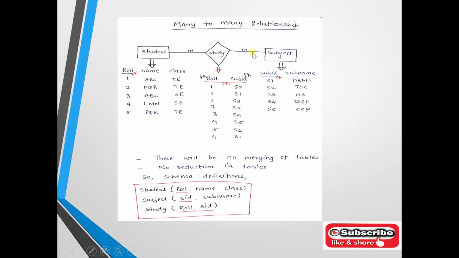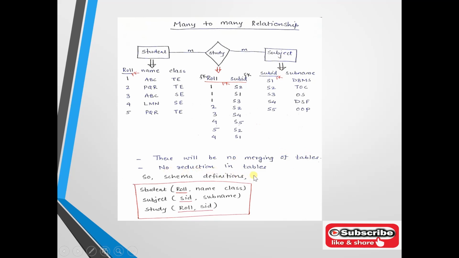Whenever we convert this ER model into a relational model, there will be no merging of tables. In one to one and many to one or one to many relationships, we have seen that when we convert the relationship into a table, only one attribute acts as a primary key, and in that case we can merge that table on either this side or this side. But when we talk about a many-to-many relationship, we have a composite primary key. So we cannot merge this table into the student table or into the subject table. So there will be no merging of tables, no reduction in tables.